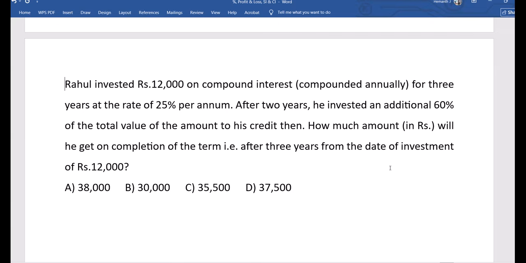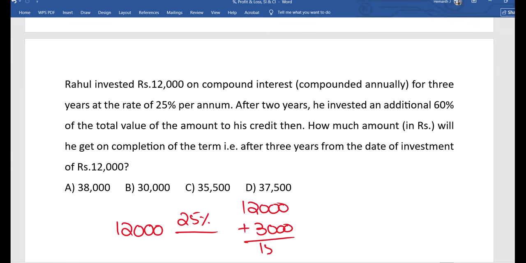So only 1 year you are doing a 60% extra, right? Now think 12,000, 25% means 1 by 4, which is 3,000, meaning 15,000 after the first year.